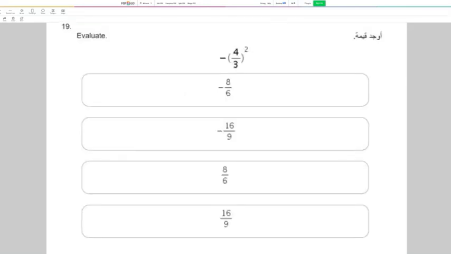Evaluate negative, in brackets, 4 over 3 squared. So first we need to find 4 over 3 squared. And it's going to equal 16 over 9. But then here we have a minus sign outside, so we also add it. So the answer is going to be negative 16 over 9.